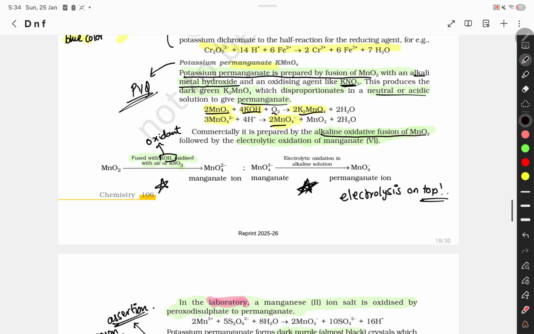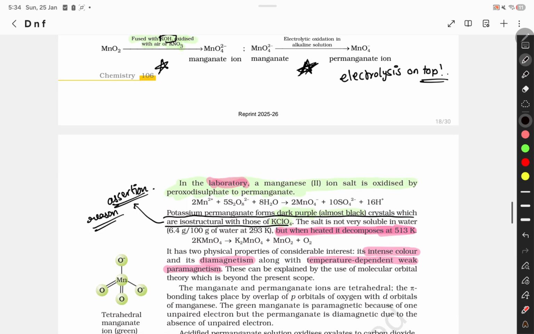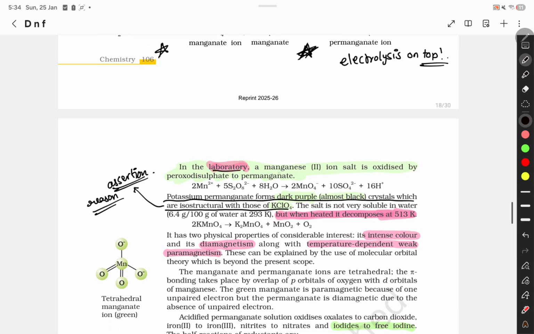Then alkaline oxidative fusion of MnO2 followed by electrolytic oxidation. Basically, fused with KOH or oxidized with air or KNO3, MnO2 forms MnO4 2-. Then MnO4 2- to MnO4-, you use electrolysis. That's all. In the laboratory, manganese 2+ is oxidized by peroxodisulfate to permanganate.